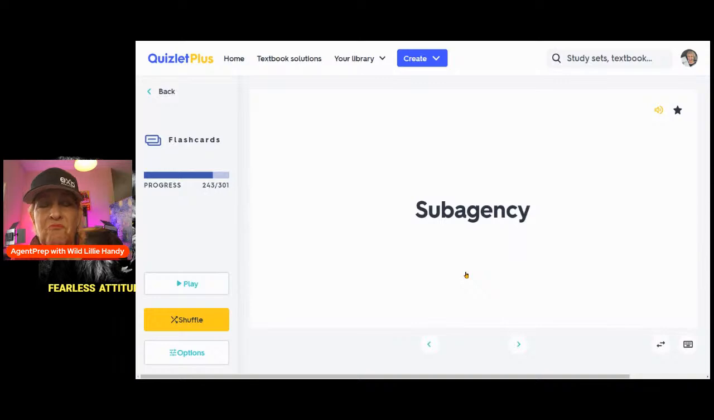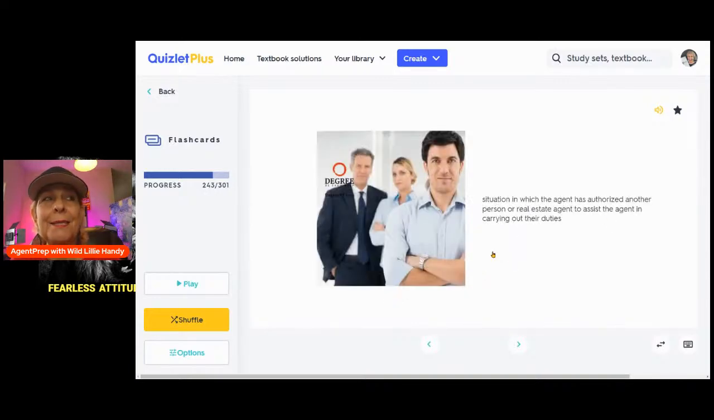Subagency. Substitute agent, right? It is a situation in which the agent has authorized another person or real estate agent to assist the agent in carrying out their duties. Okay, so there's a client and their realtor over here, right? And there's a listing realtor. However, this realtor here is going to bring a transaction with a buyer, and that buyer doesn't want to be represented. So they are a customer.